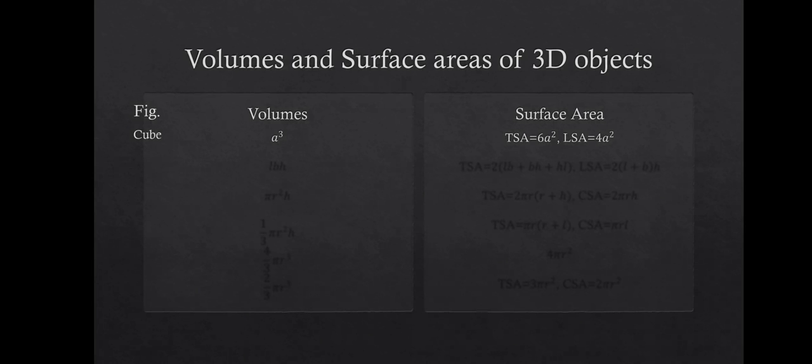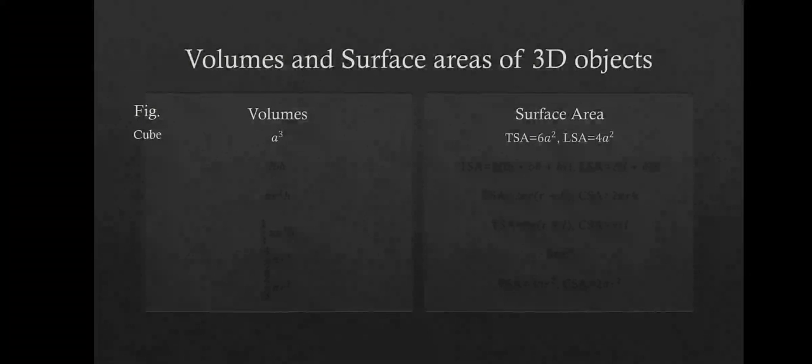Now TSA means it is the sum of the areas of all the surfaces. So a cube has got 6 different surfaces, and each and every surface has an area of a squared. So therefore the total surface area will be 6a squared. And in case of lateral surface, now lateral surface means area of the 4 walls. Obviously there are 4 walls for any cube. So therefore the lateral surface area will be 4a squared.